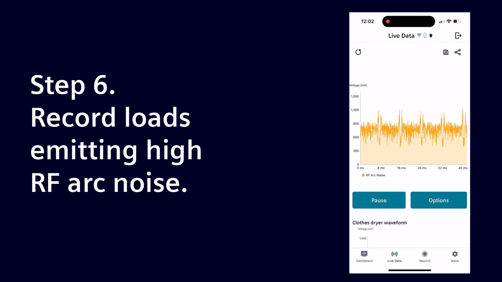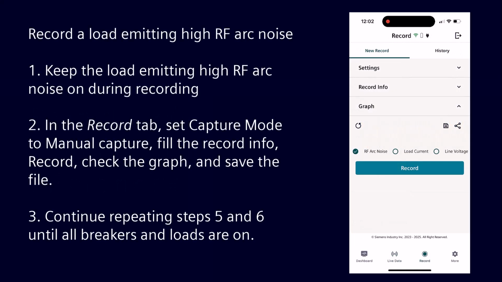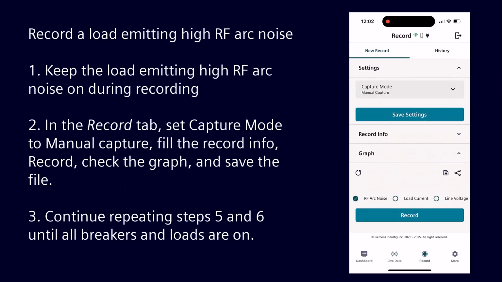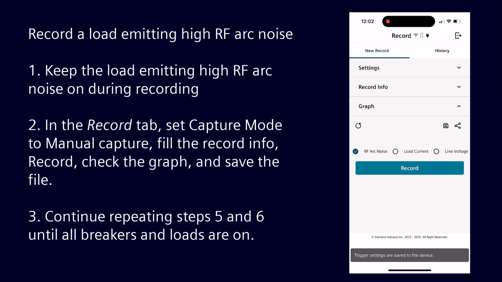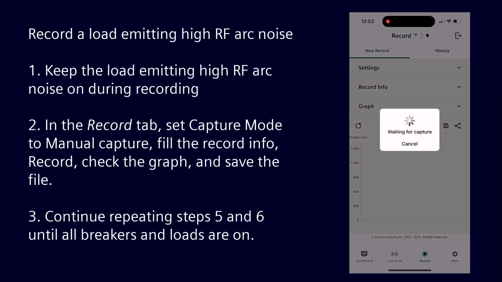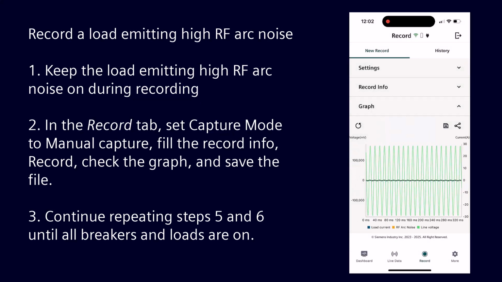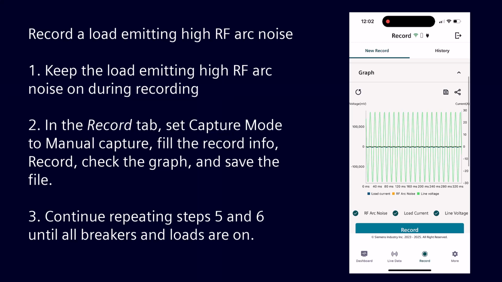Step 6. Record the high RF arc noise caused by a load. Record the waveform by going to the Record tab, select Manual Capture, fill in the record info, press record, check the RF waveform, and then save the file. You can use this data to report or show the load is causing the circuit to trip.